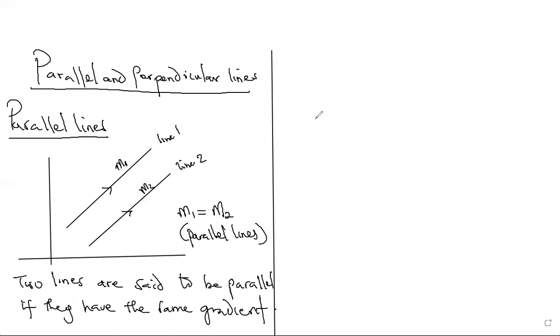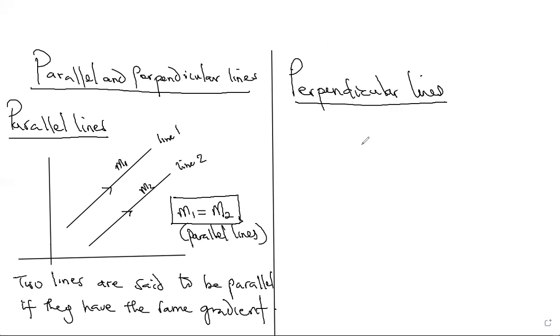Okay. So what about perpendicular lines? We've seen the condition for two lines to be parallel, that m1 must be equal to m2. So the gradient of line 1 must be equal to the gradient of line 2. So what about perpendicular lines? What's the condition for two lines to be perpendicular? Let's say we have two lines and one is perpendicular to the other.